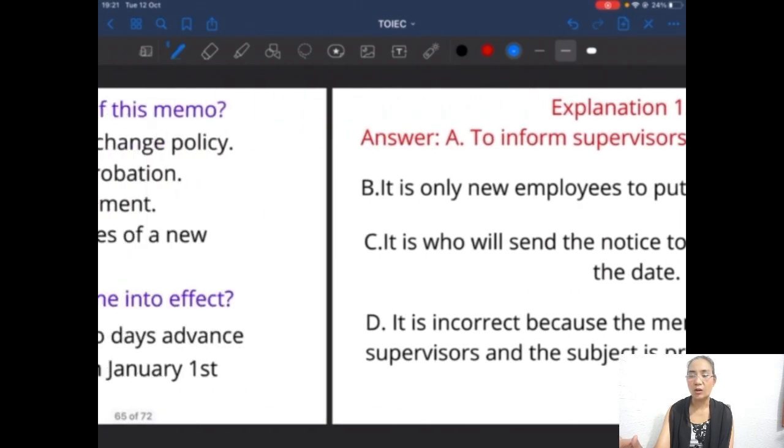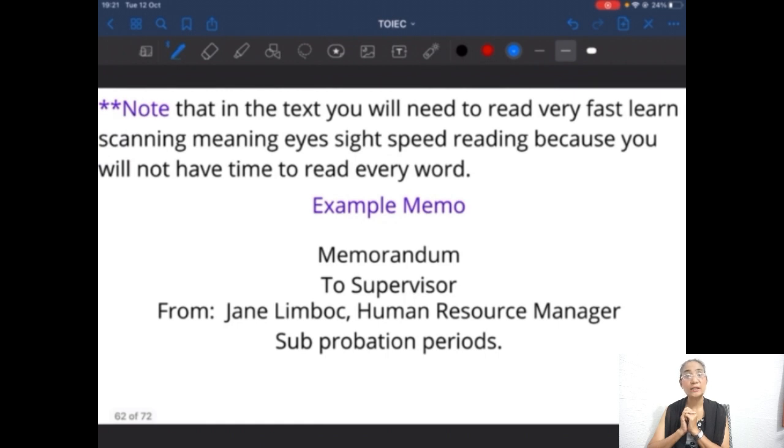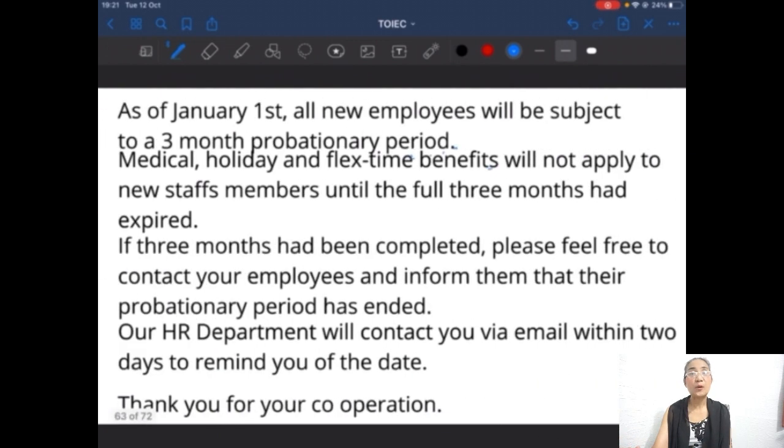This is how the memo looks like. So this is how the memo looks like, okay? You will have to read faster, as much as you can, and answer the questions.